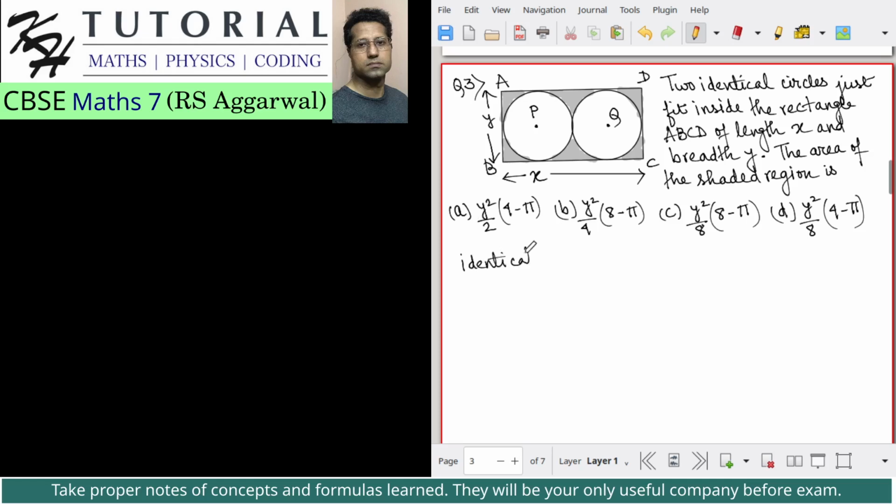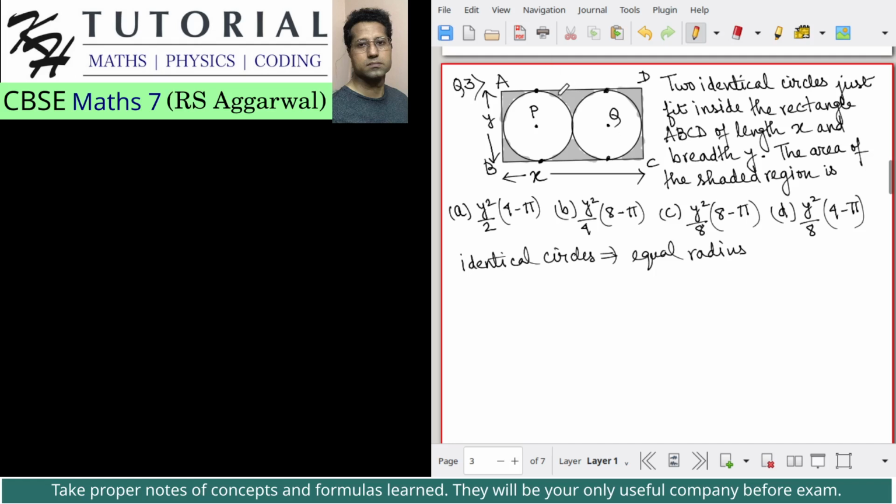So identical circles imply equal radius. That is, the radius of the two circles are equal. And the circles just fit inside the rectangle. That is, these points are touching the edges of the rectangle.